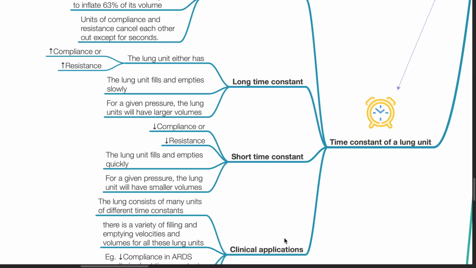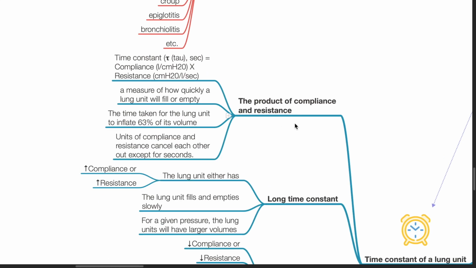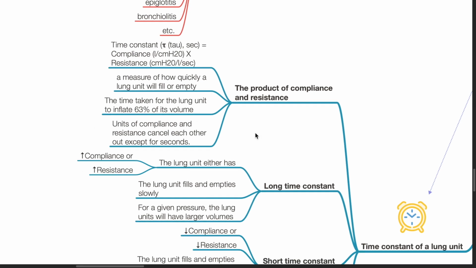Time constant of a lung unit is the product of compliance and resistance. Time constant tau in seconds equals compliance times resistance, and it is a measure of how quickly the lung unit will fill or empty. The time taken for the lung unit to inflate 63% of its volume is known as the time constant of a lung unit, and units of compliance and resistance cancel each other out except for seconds.